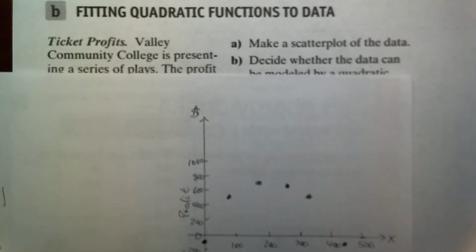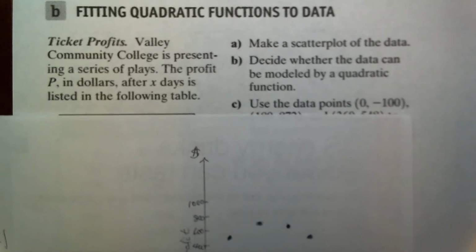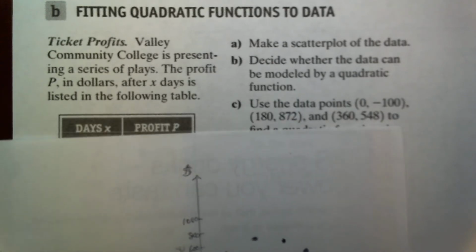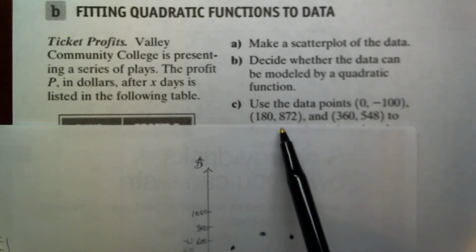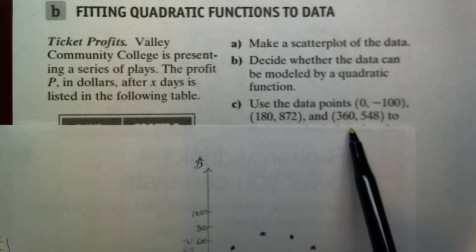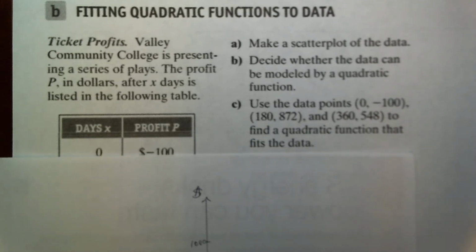And then the question is to decide whether the data can be modeled by a quadratic function, and it certainly looks this way. If you look at this, it looks like a downward opening parabola. So the answer to part B would be yes. And then we are asked to use the data points (0, -100), (180, 872), and (360, 548) to find a quadratic function that fits the data. So let's do that. Let's do the C part.